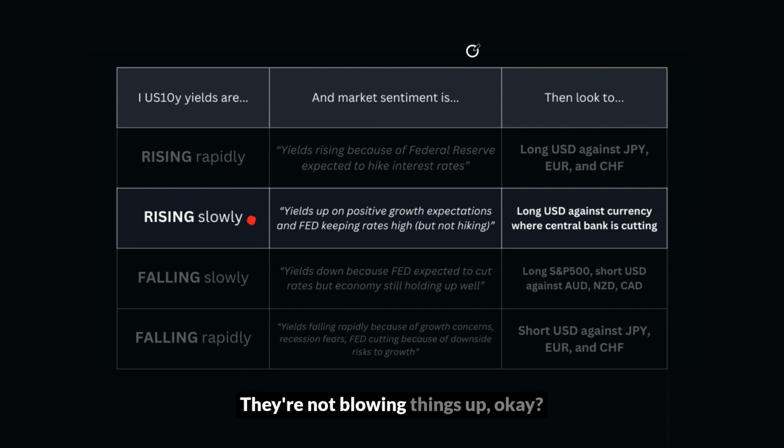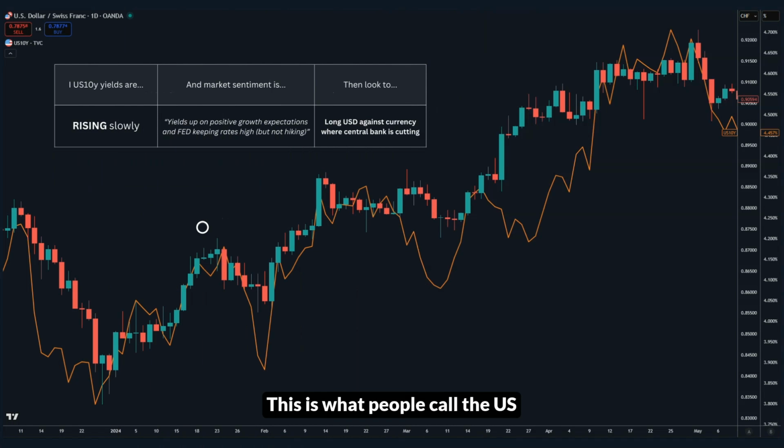They're not blowing things up, okay? They're hiking slowly or potentially not even hiking. In this case, yields grind higher slowly. This is what people call the US exceptionalism type of trade. It's the US economy doing well, rates are high, and there's basically no competition. So a high yield plus a solid economy is everything that a large investor needs to flow into the dollar, into dollar-denominated assets. So money flows into the US markets, and to move into US markets, it needs to buy dollars. So the dollar is king in this regime.